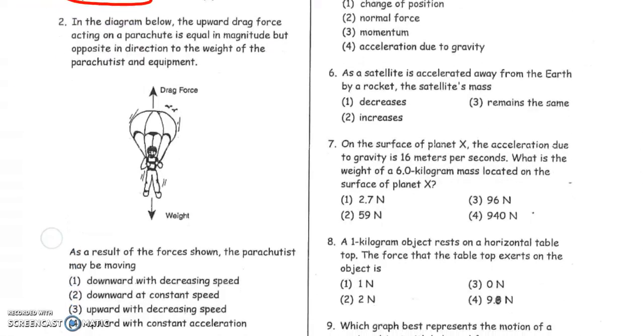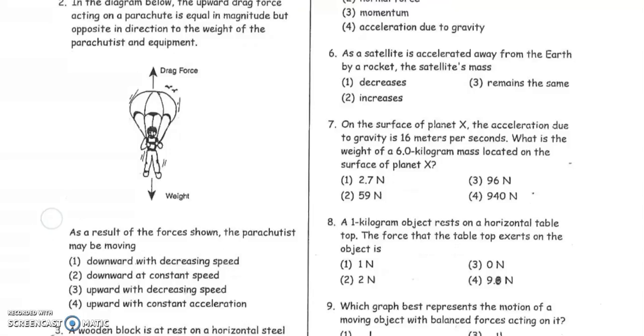All right, the next one we're looking at, we know that there's some drag force as a result of the forces shown, the parachutist may be. So what I know is that the drag force acting on the parachute is equal in magnitude but opposite in direction. So what I know is that they're moving at a constant speed, okay, and that actually gets rid of all of them but 2. And also, if I wanted to say, well, are they moving up or down, you can consider that the parachute wouldn't arrange itself like that if they were moving up.